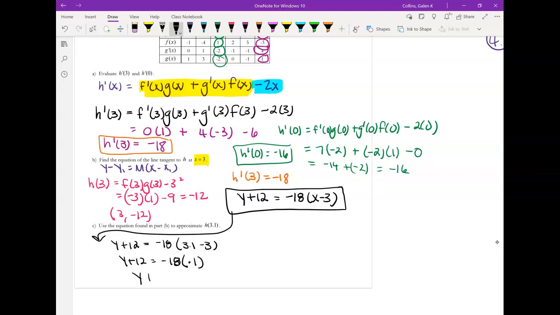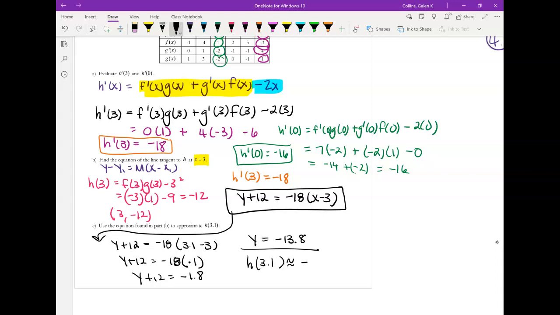And then if I multiply, you all know how algebra works, we get negative 1.8. And then I could subtract 12 from both sides. So y equals negative 1.8 minus 12, negative 13.8. Okay, so when we get that value for y, just a small meticulous point, that is an exact value for y because we use the equation that relates x and y to get that value. That is an approximate value for h of 3.1.